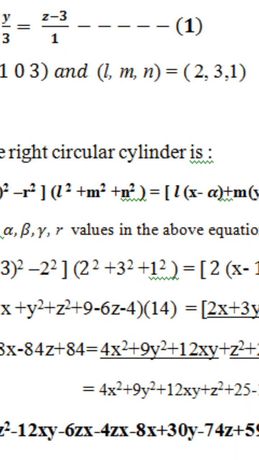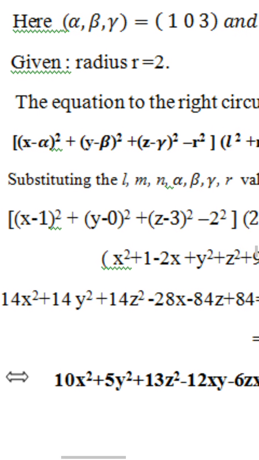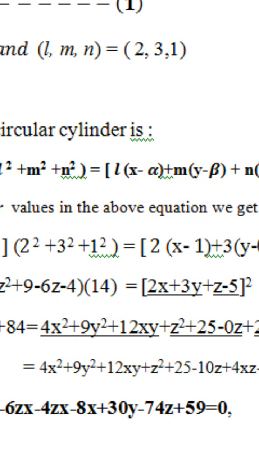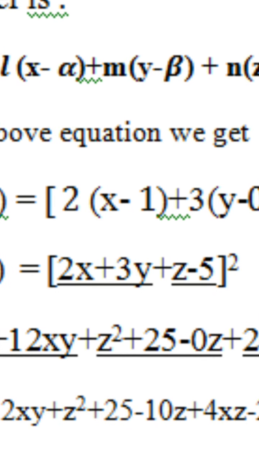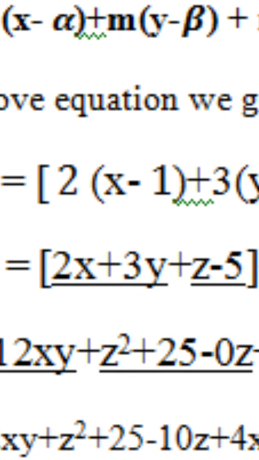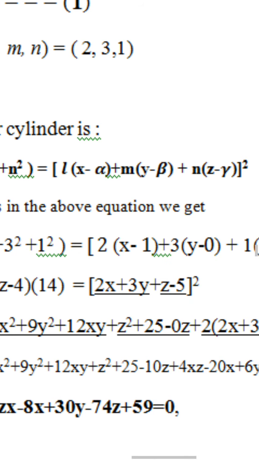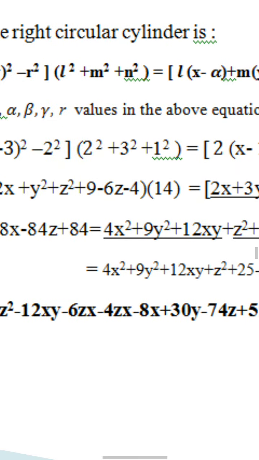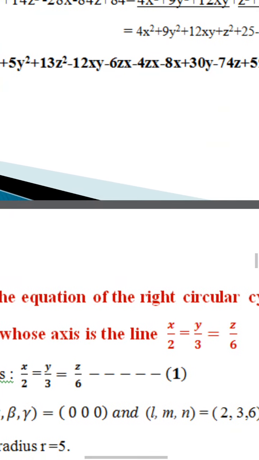Here the substitution part is very important, so you have to do the calculations carefully, right? Whenever you get 4 terms, treat two terms as one term. (2x plus 3y plus z minus 5) whole square is there. So let 2x plus 3y be equal to a and z minus 5 be equal to b. Apply the (a plus b) whole square formula. After that, simplify this one and you will get the equation of the right circular cylinder.